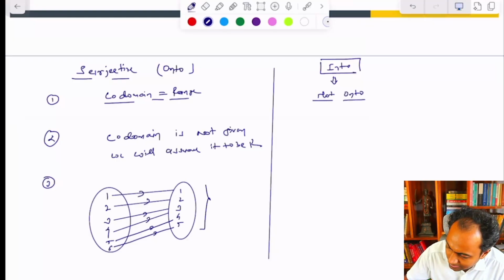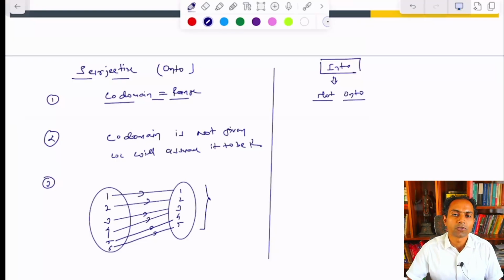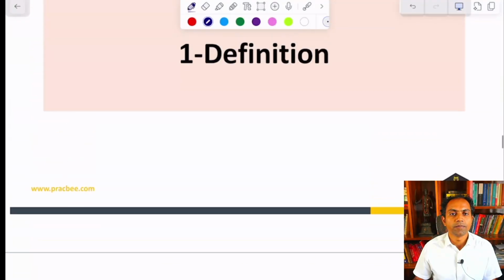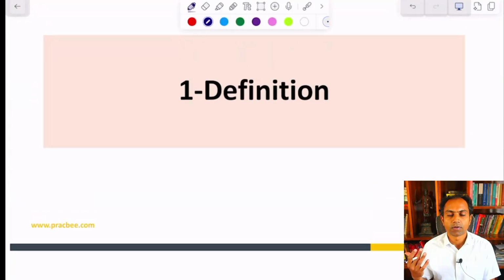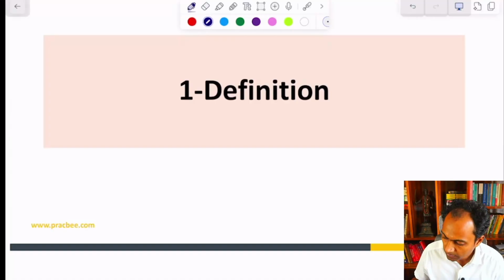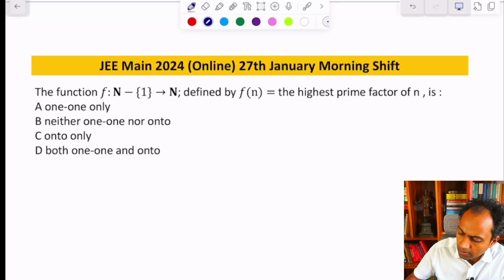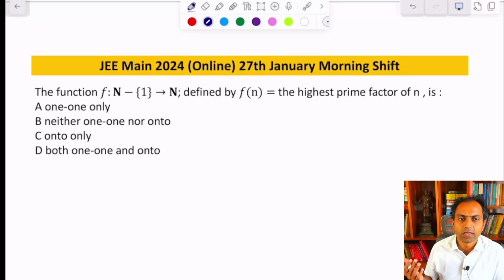So a function is either into or onto. It cannot be something else. Now we will divide this into 3 major types of techniques that we use to solve problems. The first one is based on definition. Like in this 2024 question, it is a directly definition-based question where they are asking about the one-one and onto nature of the function.